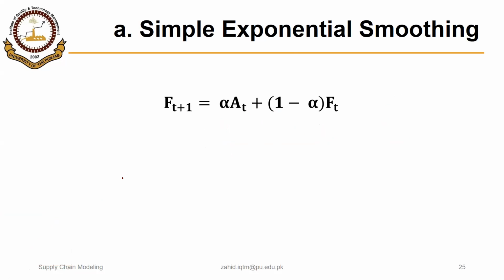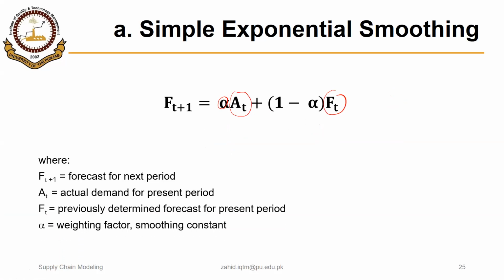As we saw in the previous slide, we need three pieces of information: the smoothing constant alpha, the actual demand of the most recent period, and the forecast of the most recent period. So A subscript t is the actual demand for the present period, F subscript t is the previously determined forecast for the present period, and alpha is the weighting factor, that is, the smoothing constant. And we will see that determining the value of this alpha is very critical.